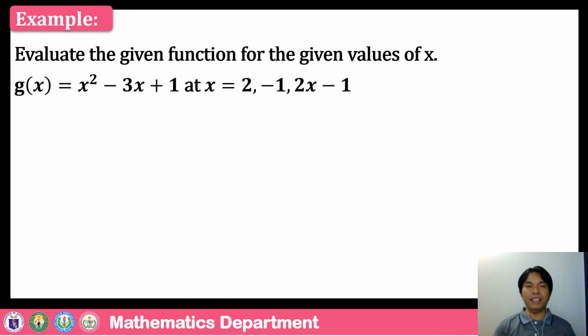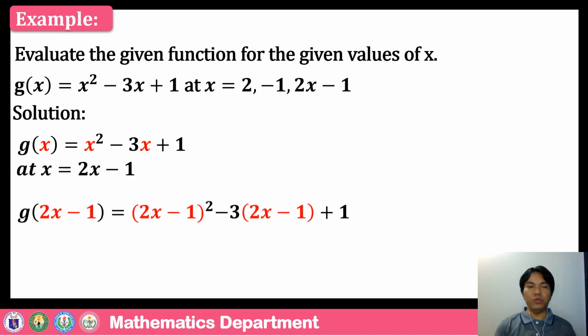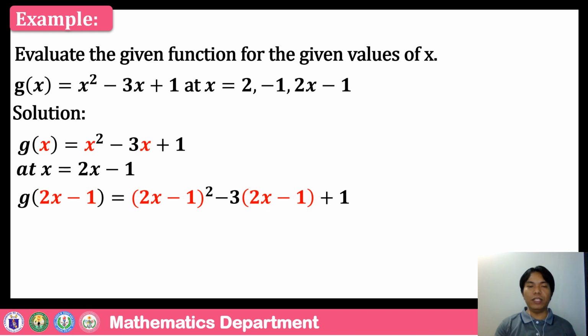At para naman sa ating pangatlong value ng x, which is yung 2x minus 1, susundan lang uli natin ang proseso na ating ginawa kanina. So, given ang g of x equals x squared minus 3x plus 1, papalitan lang natin ang ating variable x ng 2x minus 1 at magkakaroon tayo ngayon ng g of 2x minus 1 is equal to the quantity 2x minus 1 squared minus 3 times the quantity of 2x minus 1 plus 1.